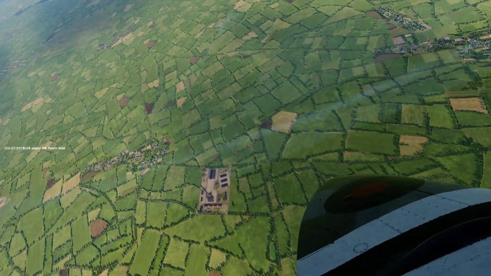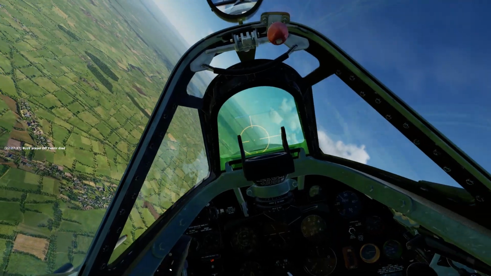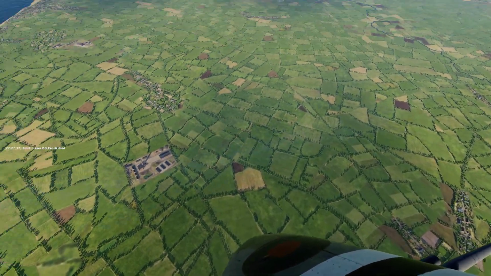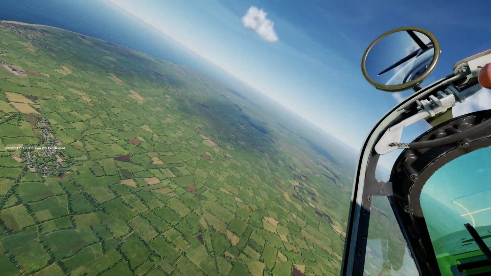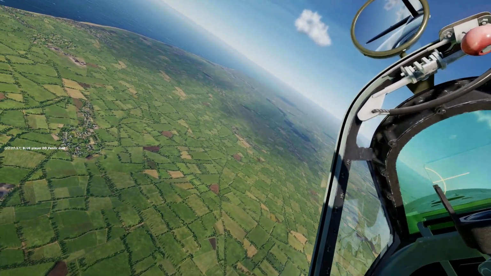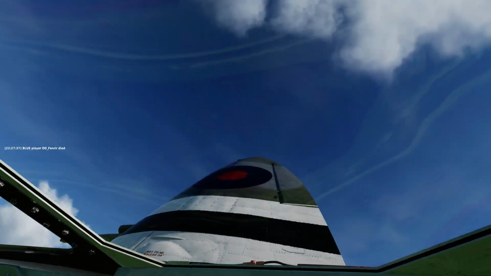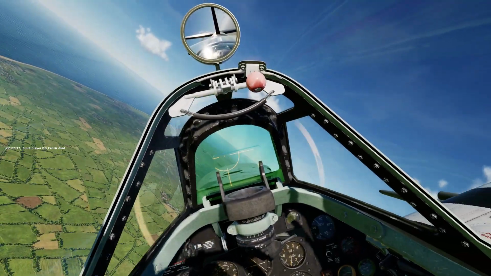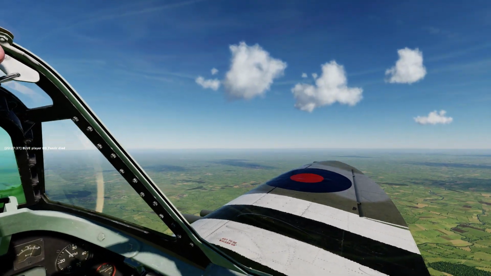There you go. Quick, short lesson on the ailerons and the rudder effect for flying the Spitfire. I hope it helps you guys, and next time we'll be looking at engine management, prop pitch and throttle, and some of the nuances involved with that.